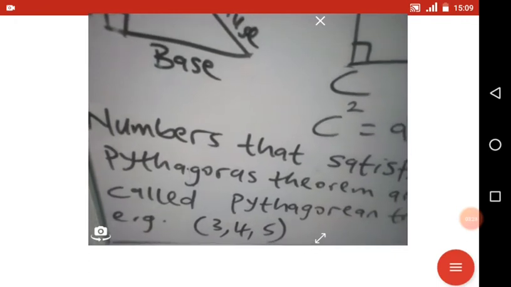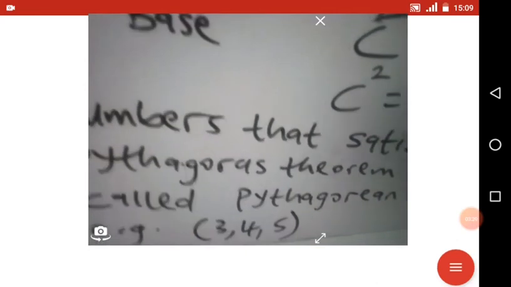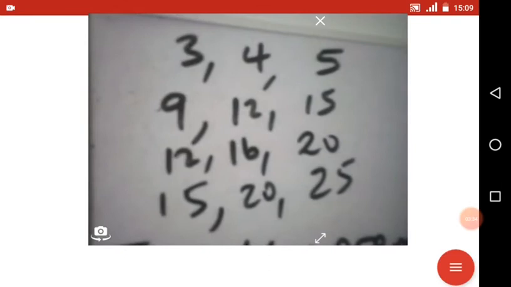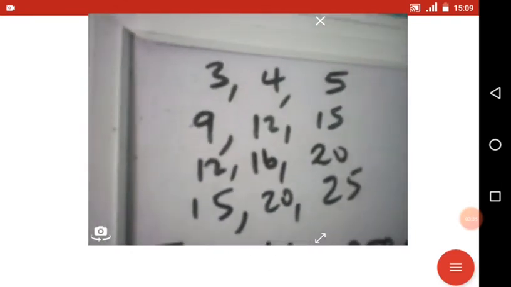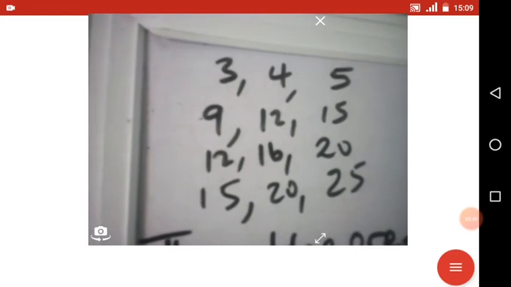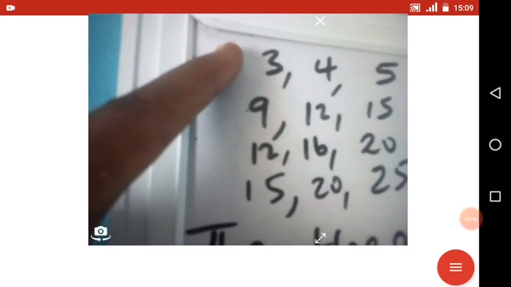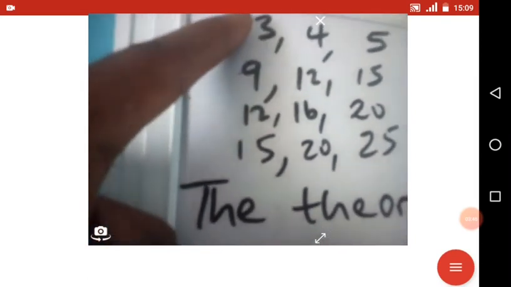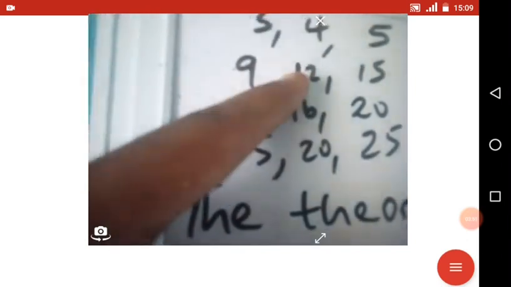Is that understood? Now, there is one fact I would like you to know about Pythagorean triples. Any Pythagorean triple you have, you can multiply each of the numbers by another number, and you still get a Pythagorean triple. For example, 3, 4, 5 is a Pythagorean triple. Now, we can multiply 3 by 3. 3 times 3 is 9. 4 times 3 is 12. 5 times 3 is 15.